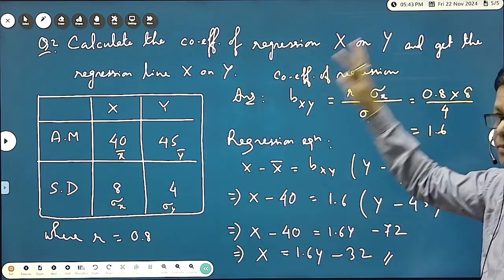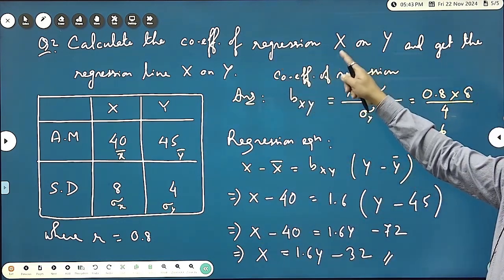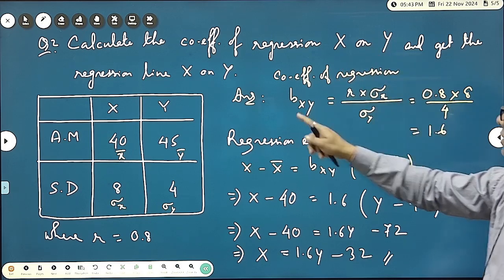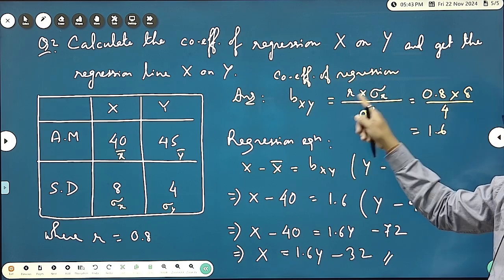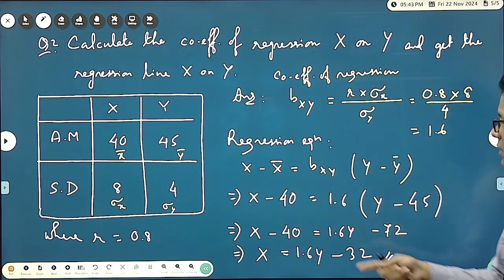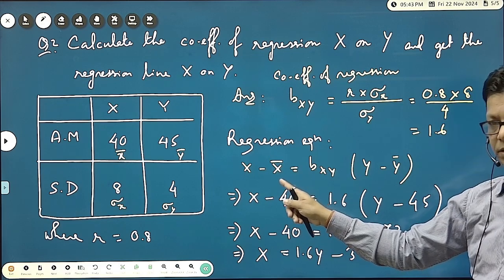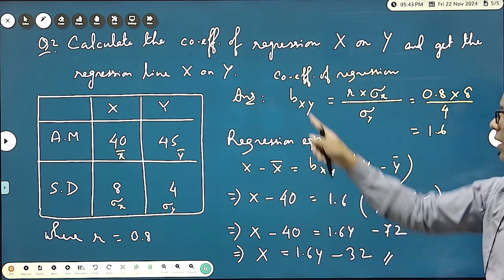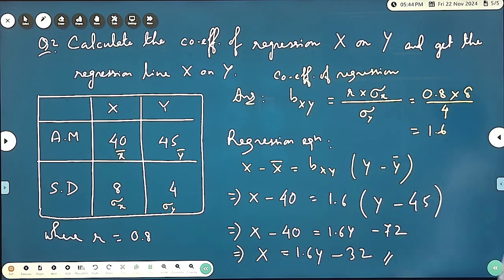If it's the same table, but it asks for the coefficient of regression y on x, then it will be b of yx, which is r times sigma y by sigma x. Same, but here it is the opposite. The regression equation will be y minus y bar equals b of yx, which you have to find out, multiplied by x minus x bar. So this is what comes in the exam; you know it, same table is there.